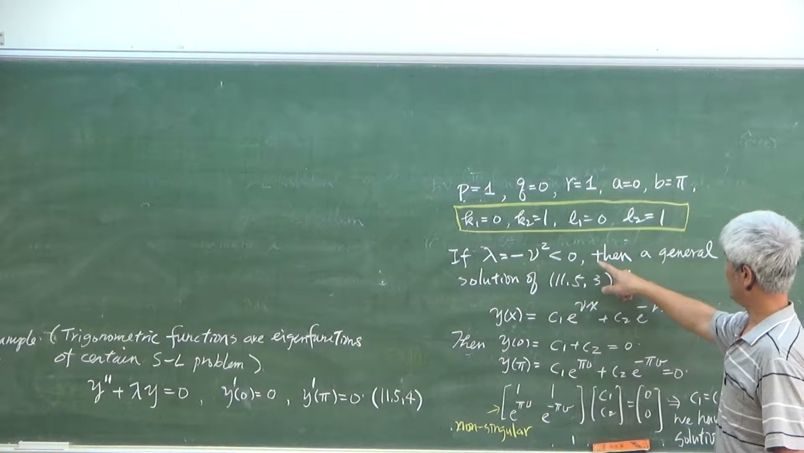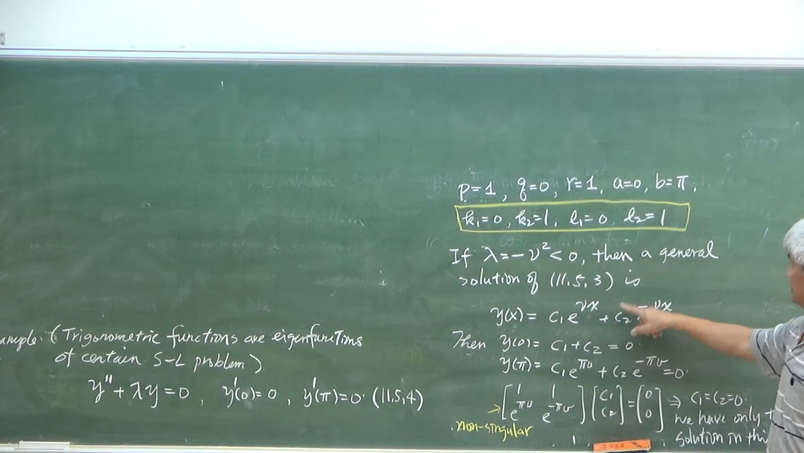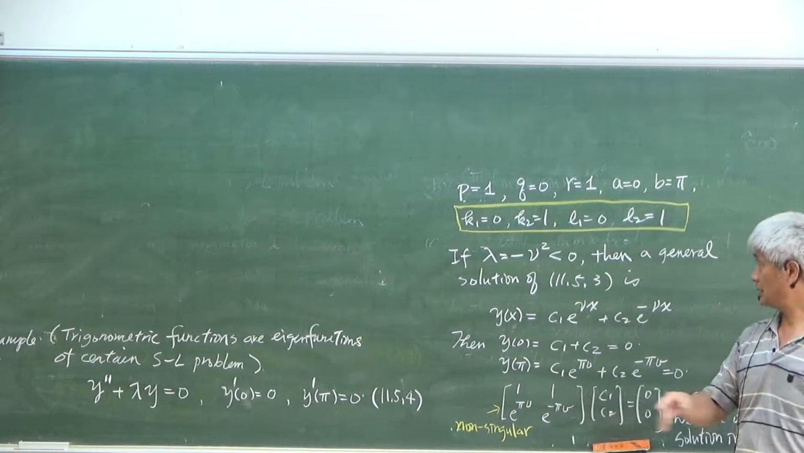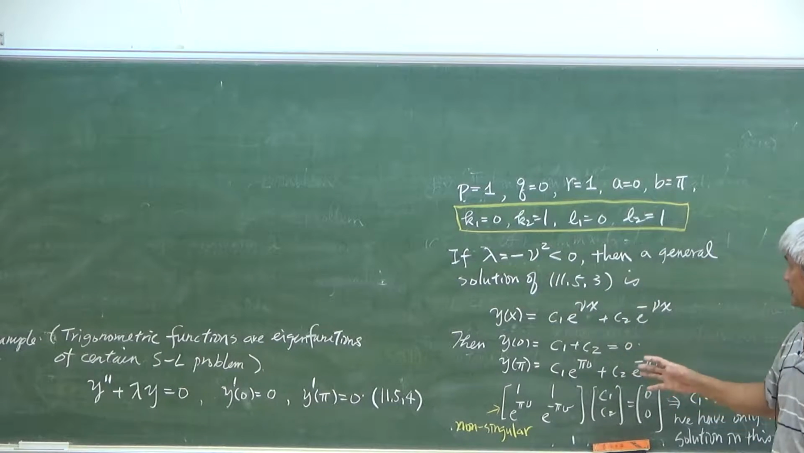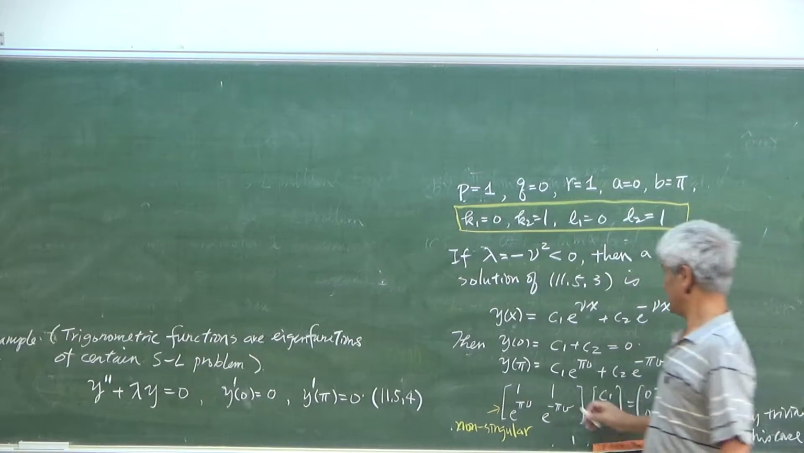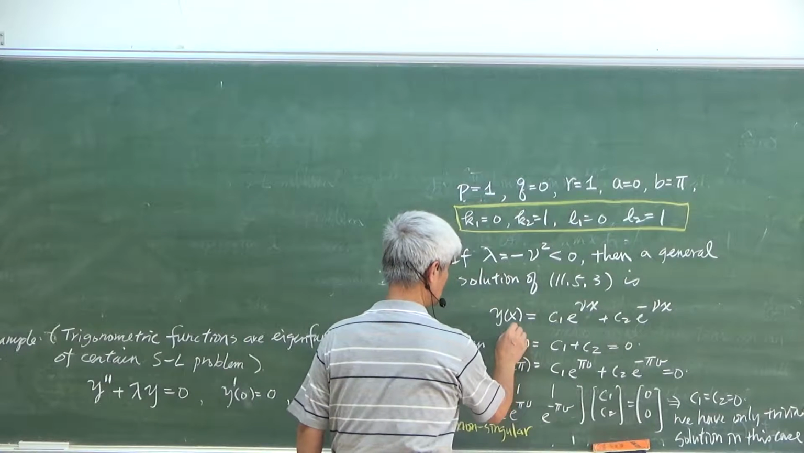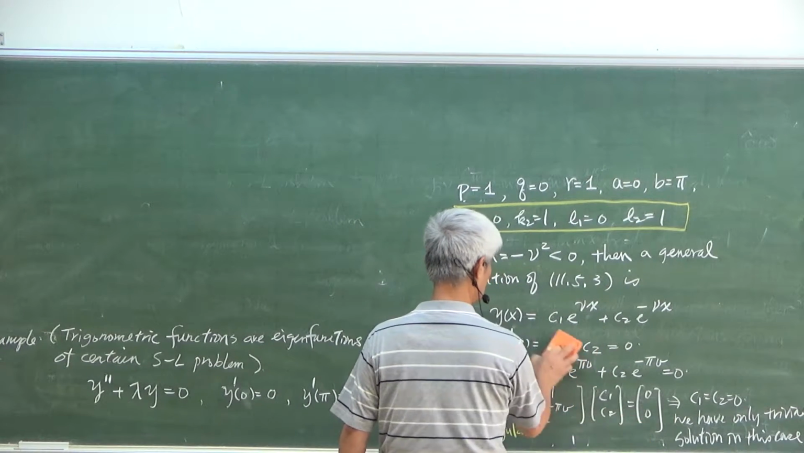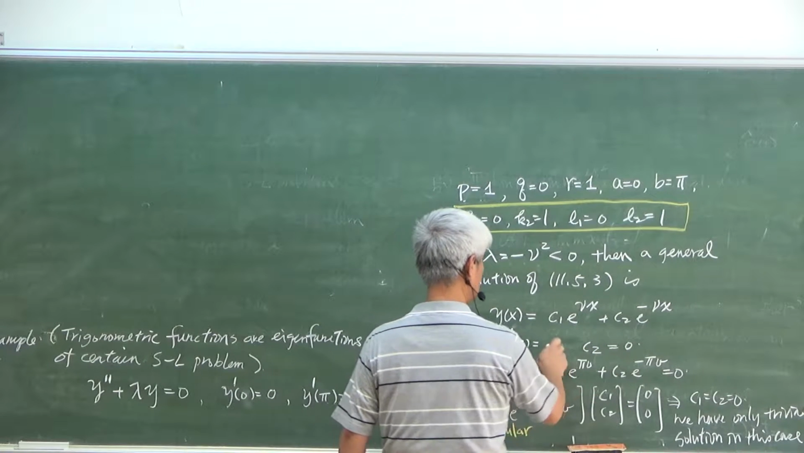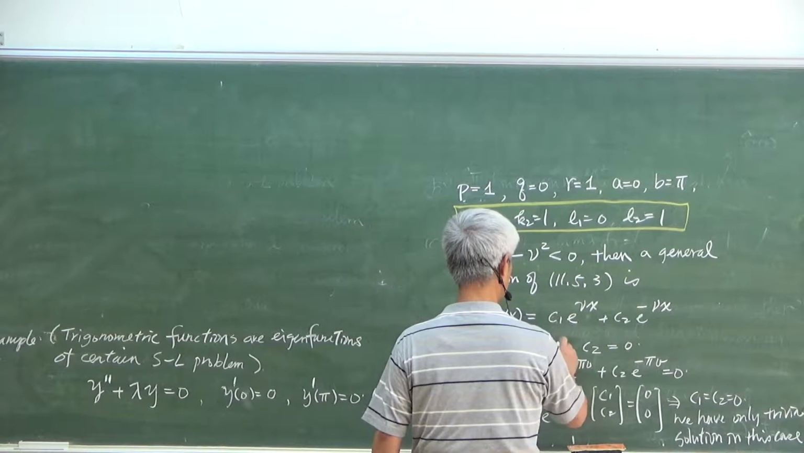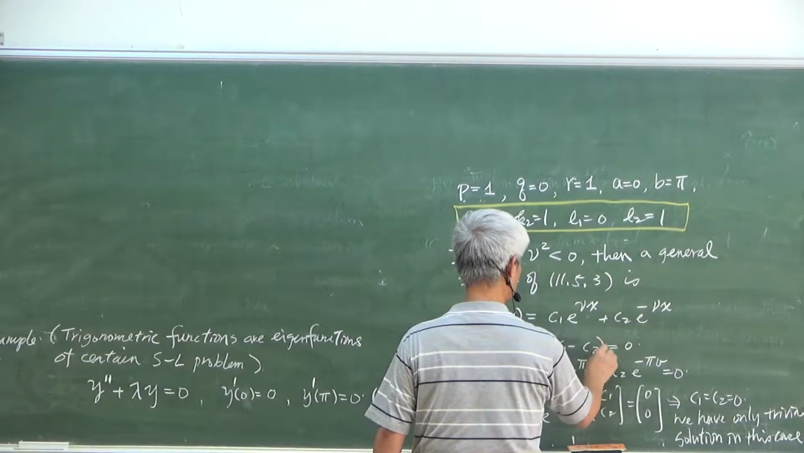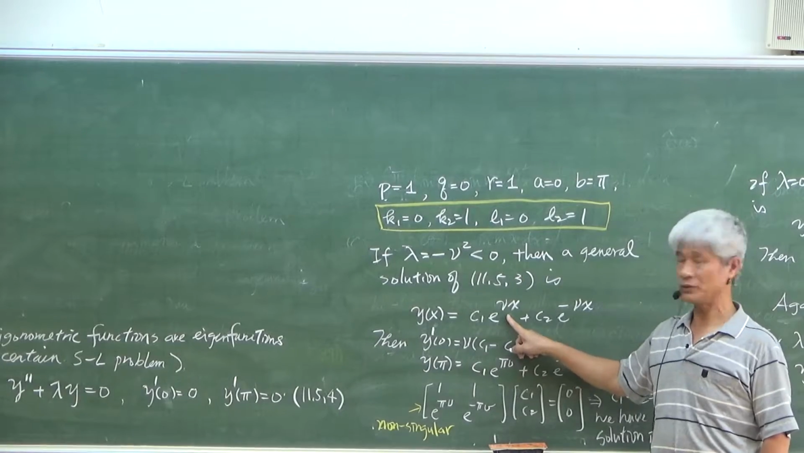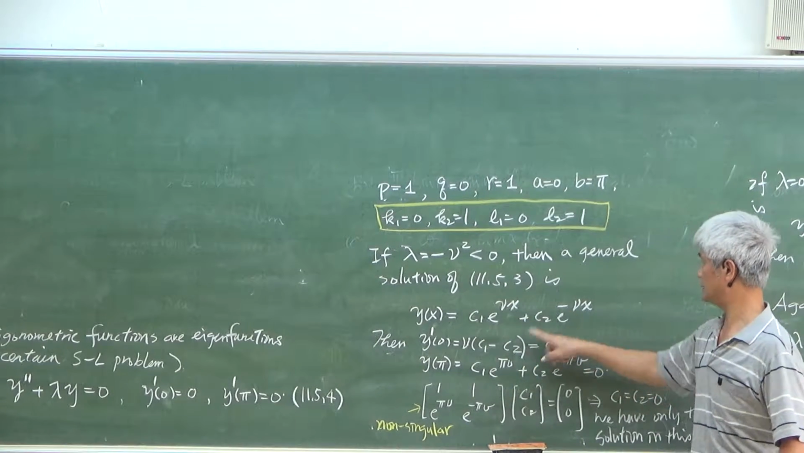Once again, we obtain the general solution independent of the boundary conditions. So lambda is negative. Now we have to change that y prime. For y prime, we have mu c1 minus c2, because when we take the derivative with respect to x, we have mu here, minus mu here.